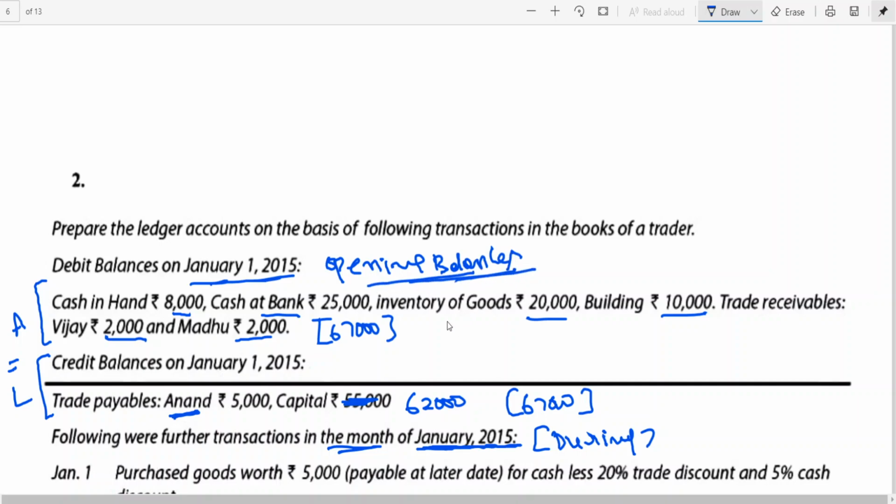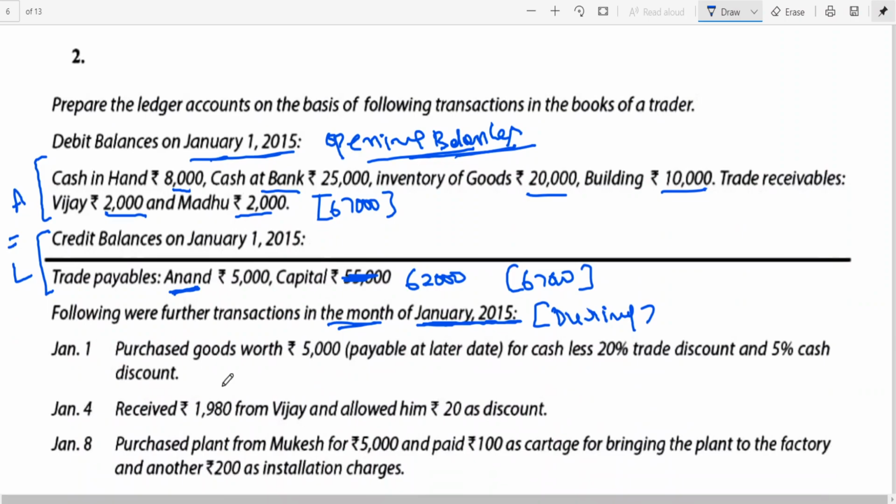Of assets and liabilities. I think you all are aware of it. I need not tell you the entry. Purchase goods worth rupees 5,000, payable at a later date for cash, less 20% trade discount and 5% cash discount.